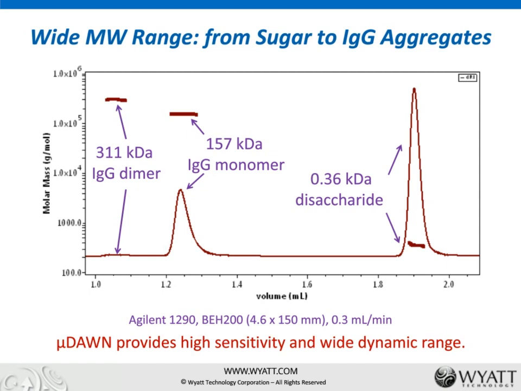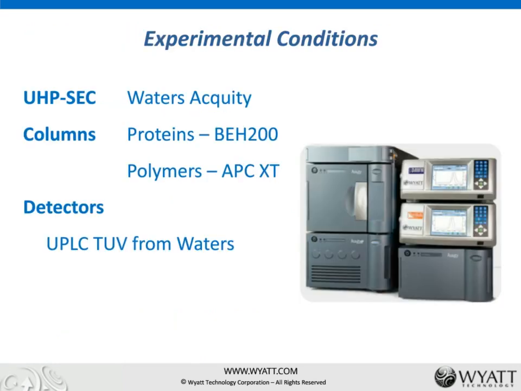So Microdon provides high sensitivity also over a wide dynamic range. Now we are happy with the Microdon's performance. It not only has low dispersion volume, but also is sensitive, robust, reproducible, and works for a wide molecular weight and flow rate range. So now we're ready to test some real-world samples and applications.